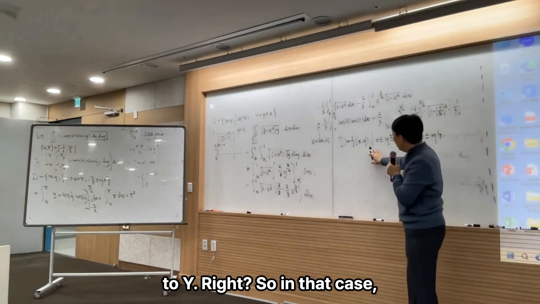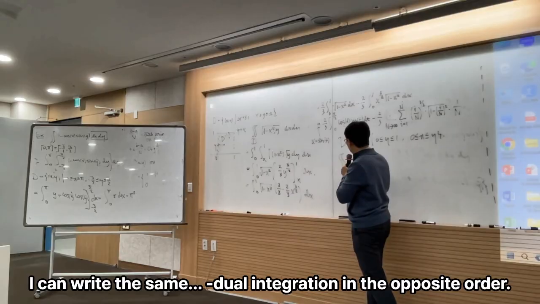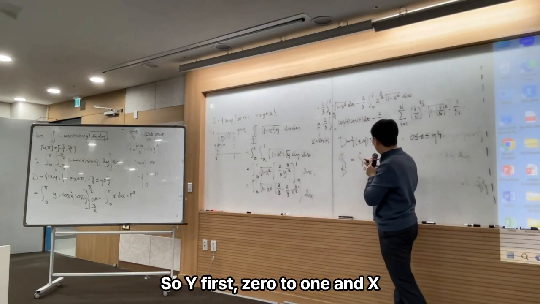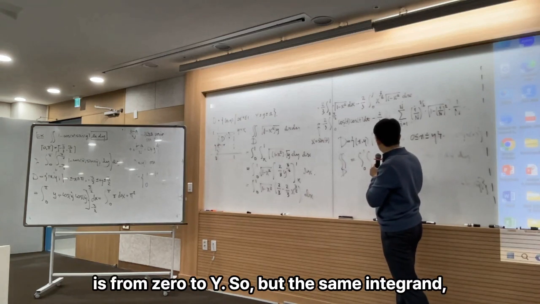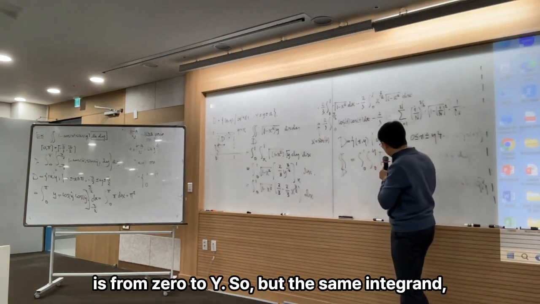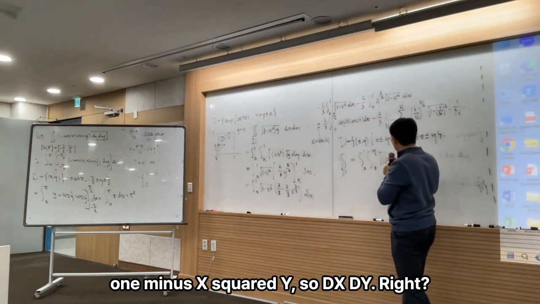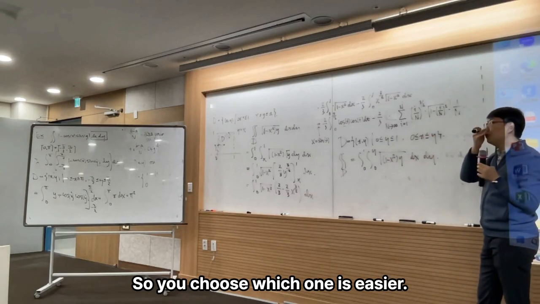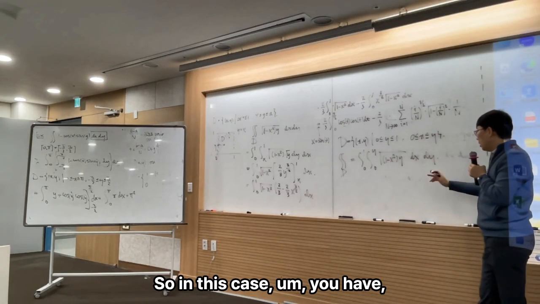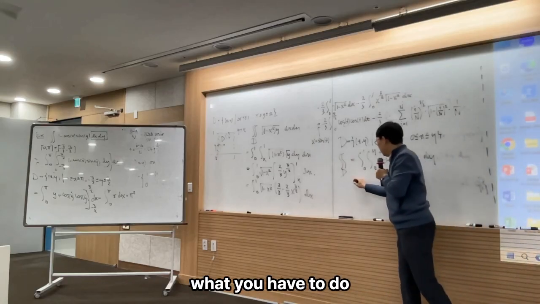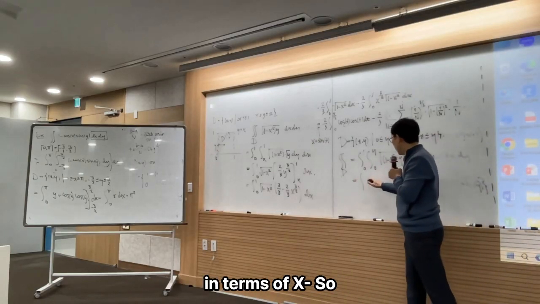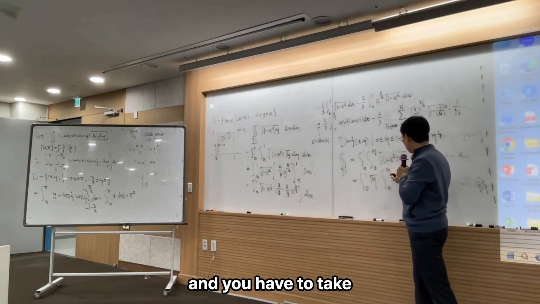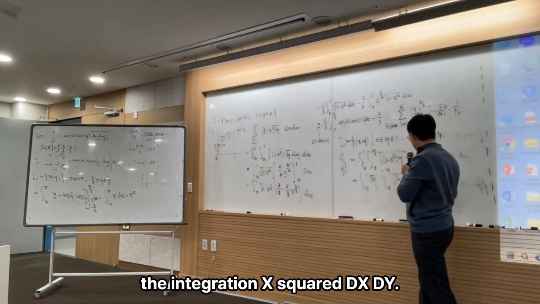Right? So in that case, I can write the same double integration in the opposite order. So y first, 0 to 1, and x is from 0 to y. But the same integrand, square root of 1 minus x squared times y, dx dy, right? So you choose which one is easier. In this case, what you have to do is first take the integration in terms of x. So basically y is constant, so square root of y comes out, and you have to take the integration of square root of 1 minus x squared dx dy.